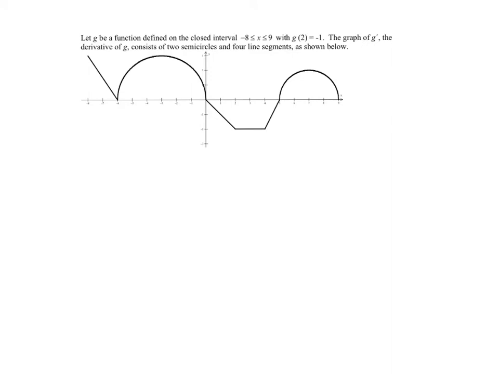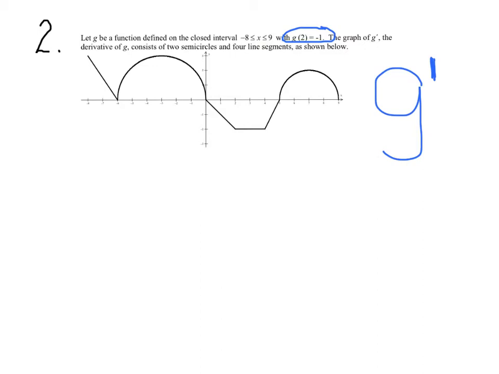Alright, example 2. Let g be a function defined on the closed interval from -8 to 9, and g of 2 equals -1. The graph of g prime, the derivative of g, consists of 2 semicircles and 4 line segments, as shown below. So let's slow down and be very, very clear, nice and big, that this is g prime. Okay, and that's huge, that you have to know who you're looking at. Now notice, g of 2 equals -1 will not be on this graph, because this is a graph of g prime. That'll be on the actual g graph.